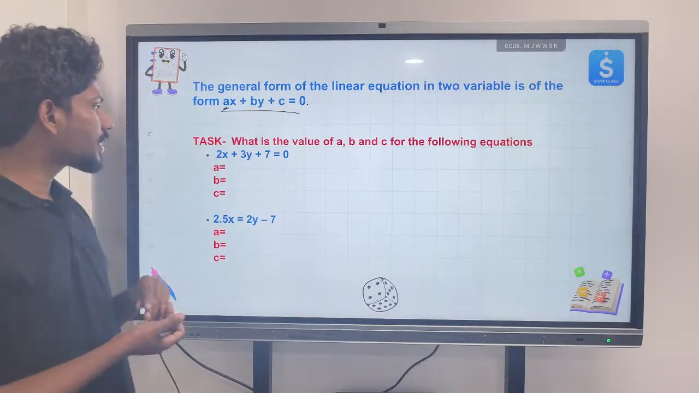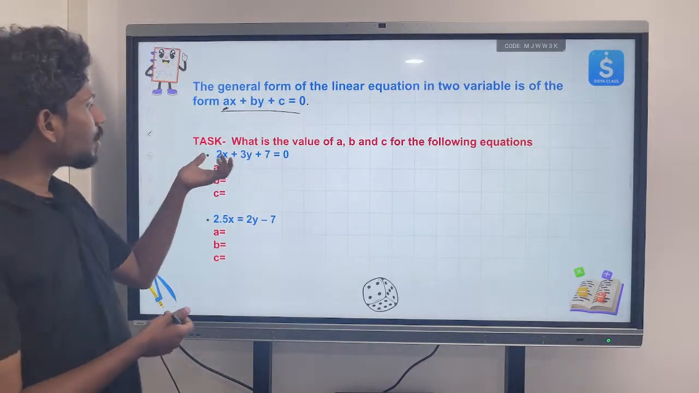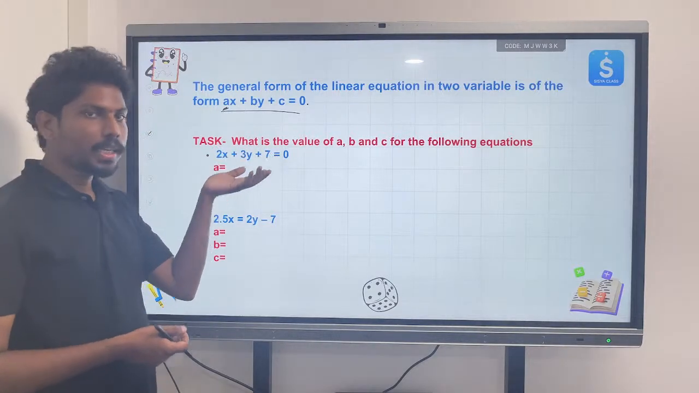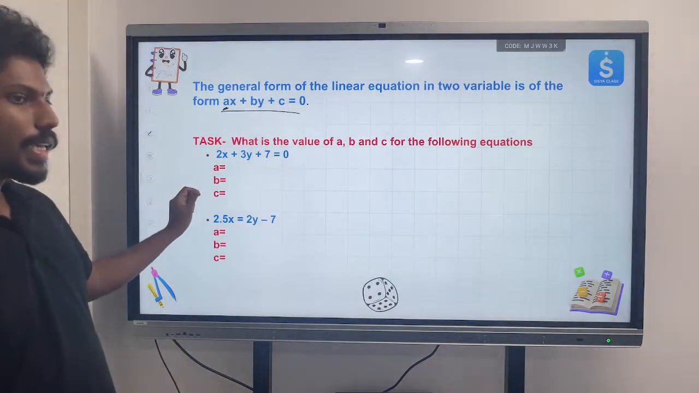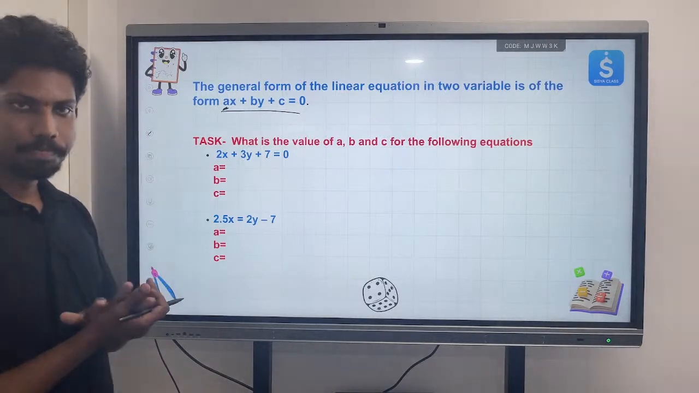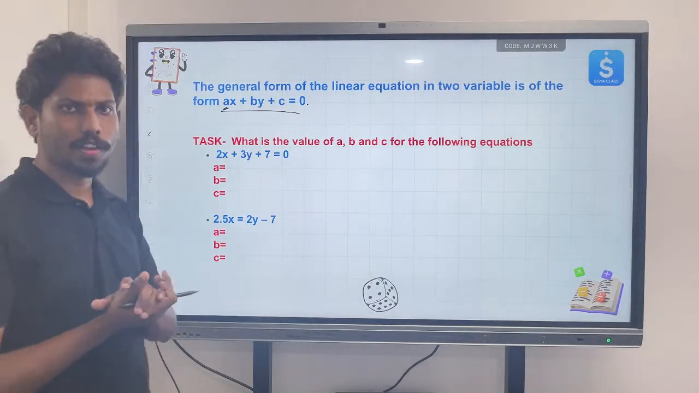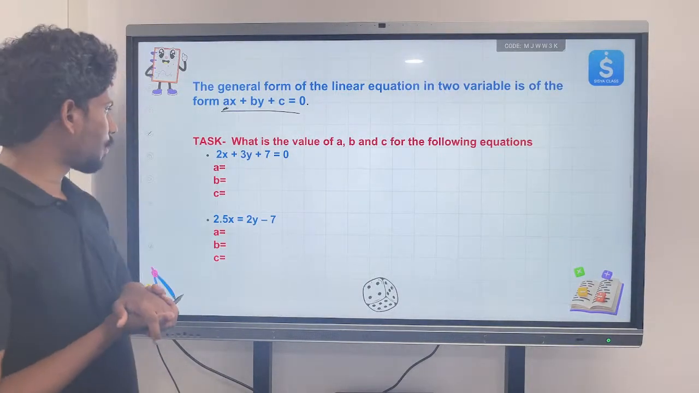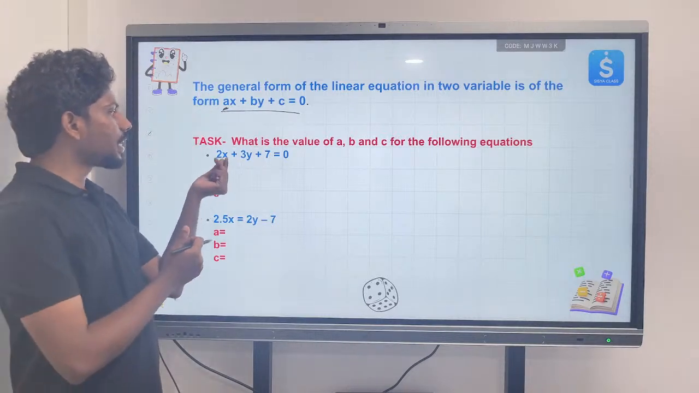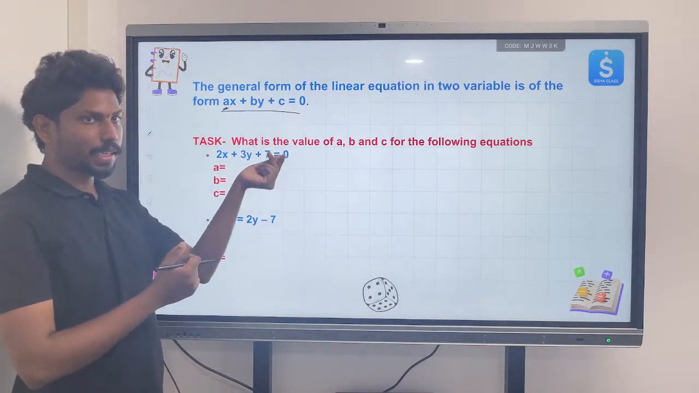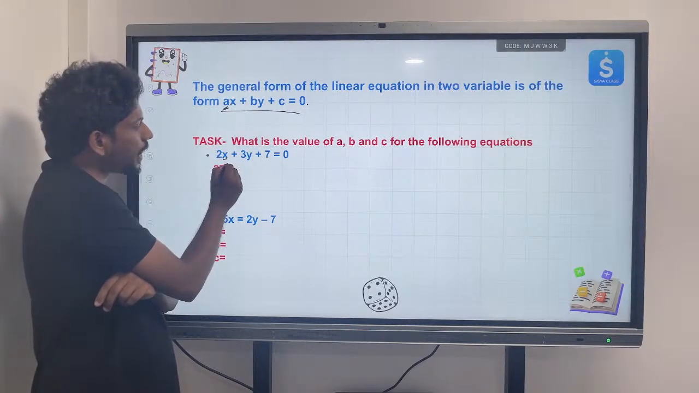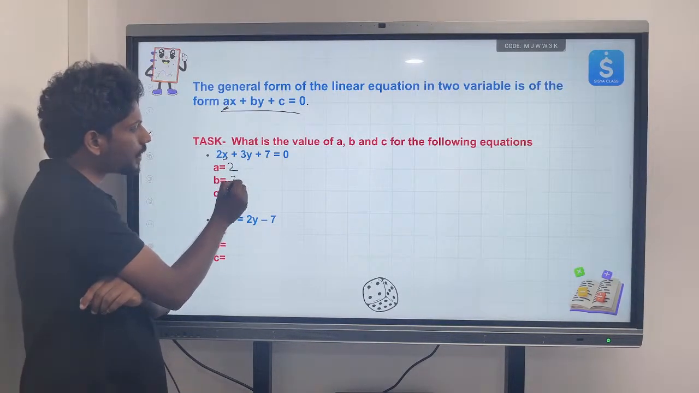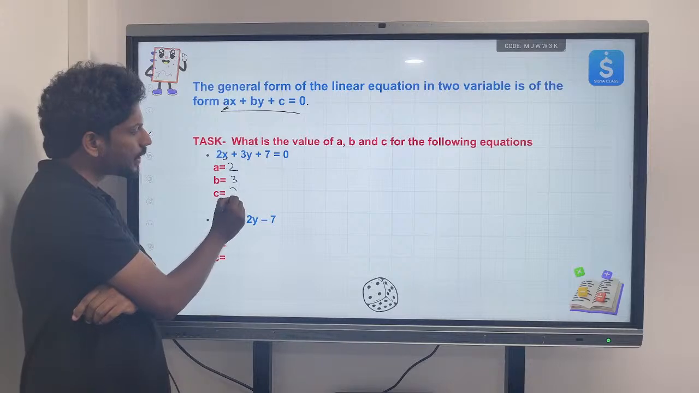Now let's try to understand this. I have given you a linear equation in two variables. Can you tell me what is the value of A, what is the value of B, and what is the value of C? As I have discussed here, if you see 2x plus 3y plus 7, what is the coefficient of x here? A. So what is A? 2, B is 3, and C is 7. It is simple.